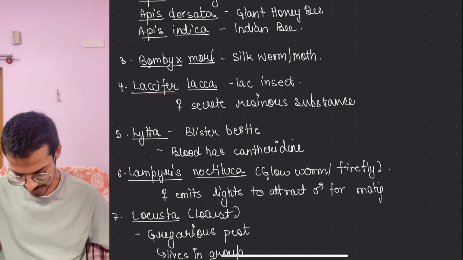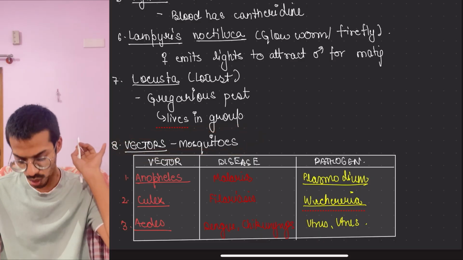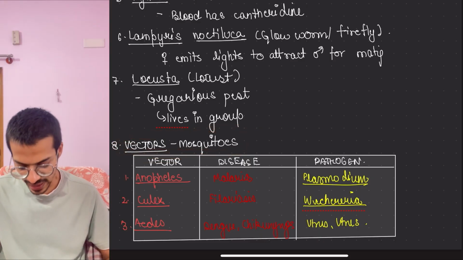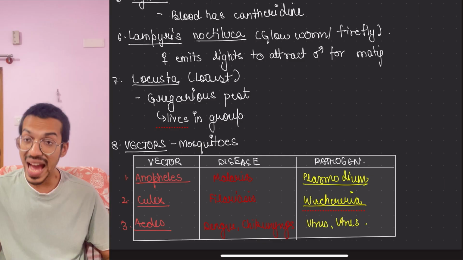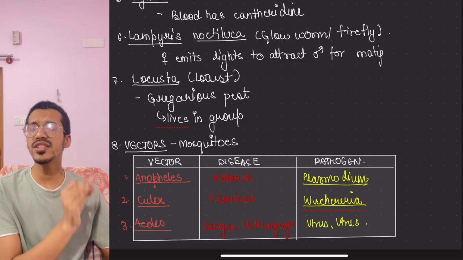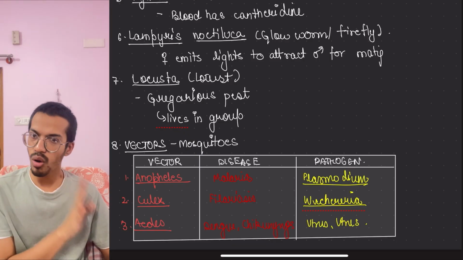Okay, so this happens. Now the last thing is the vectors, which could be asked to you, very important. We have vectors of mosquito like Anopheles, Culex and Aedes. These are the genera of mosquito. They are the carriers of disease. Vector means carrier of disease. In short, they are the delivery person. Delivery person of what? Disease-causing organisms.